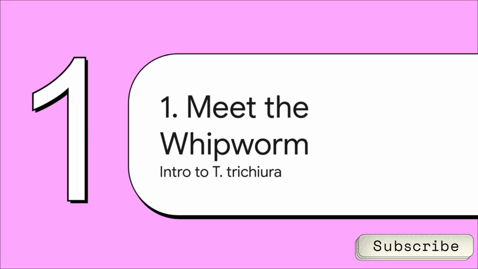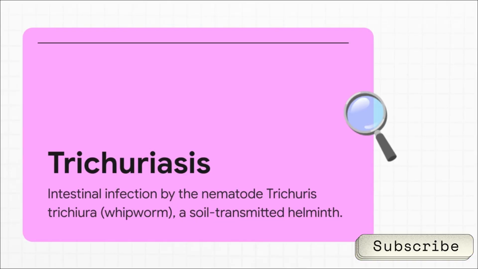All right, section 1. Let's get properly introduced to our little troublemaker. What exactly is the whipworm, and why is it so good at causing problems? So, what are we talking about here? In a nutshell, Trichuriasis is an intestinal infection caused by a roundworm, a nematode, called Trichuris trichiura. And here's a key phrase to remember. It is a soil-transmitted helminth. That tells you a ton about how people get infected, just like its cousins, Ascaris and hookworm.